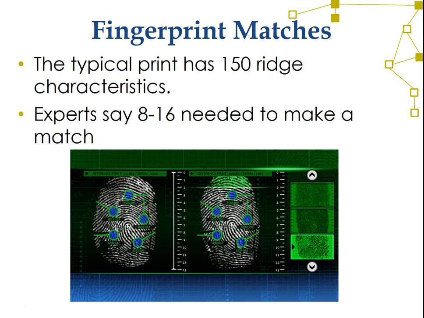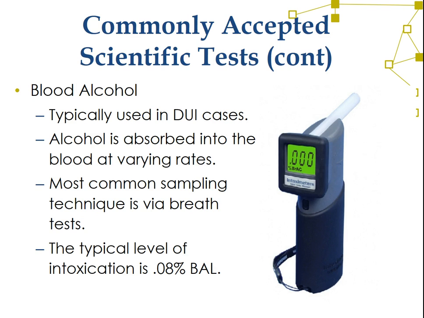So the typical print has 150 ridge characteristics. You can see them because the powder raises the ridges. And experts say you need about 8 to 16 to make a match. Now, computerization has helped a lot as it relates to getting the initial match on an individual. And then the human eye of a fingerprint expert can confirm what the computer has already done. So there still are fingerprint comparison experts out there.